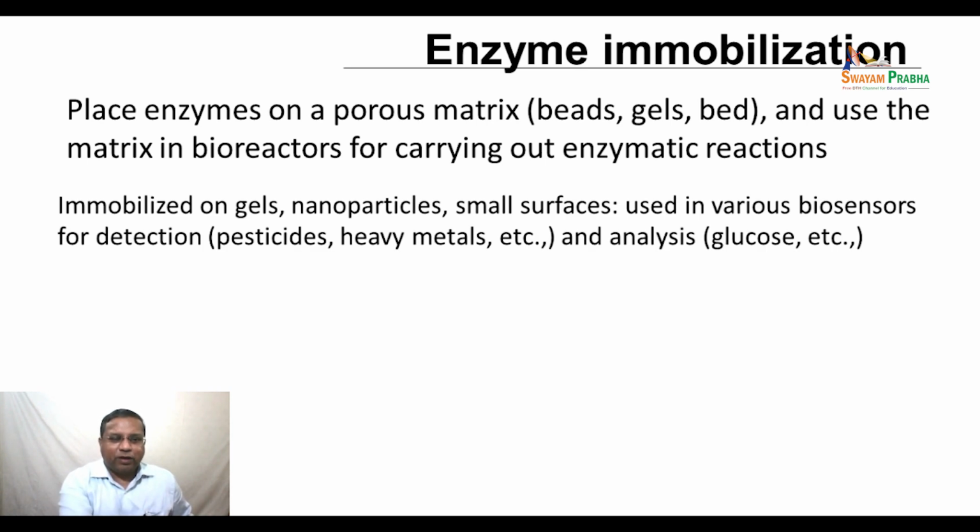These enzymes are also immobilized on gels, nanoparticles, and small surfaces. And when done appropriately, they can be used as biosensors for the detection of, let's say, pesticides or heavy metals, and also for analysis of analytes such as glucose. Immobilized glucose oxidase, for instance, can be used as a glucose sensor in an appropriate format. That's what is typically done also. So it can be used for various different purposes, not just for production.